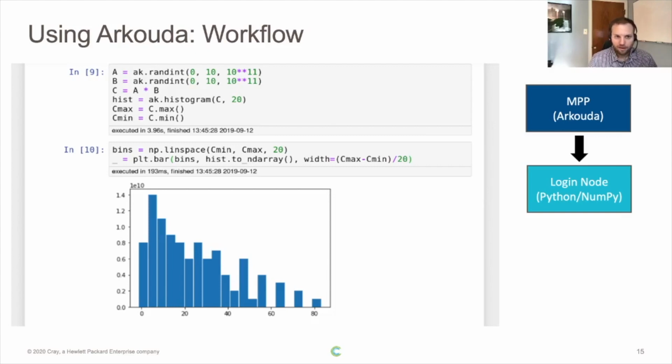And you'll notice here in cell 10, we are doing some NumPy calls, as well as some matplotlib calls. And that's by design for Arkouda to interoperate cleanly with existing NumPy infrastructure. So you see here our hist object, we actually have the ability to convert that to a NumPy ndarray as long as the user knows that's going to fit onto their client hardware.